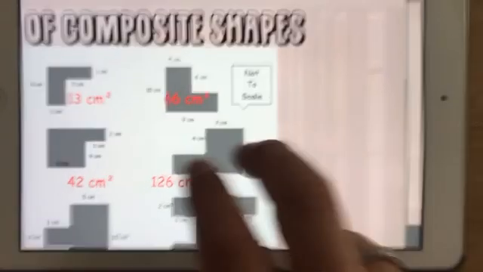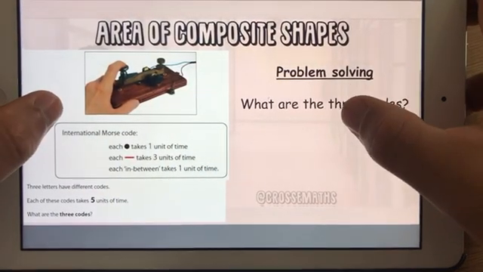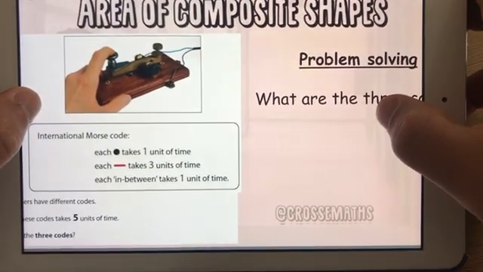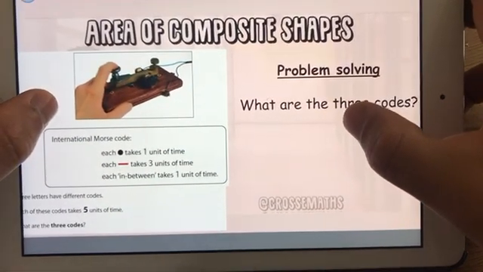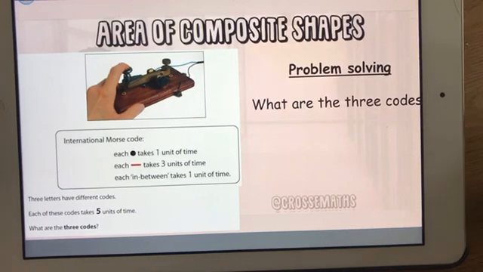Right, guys, moving on to a bit of problem solving now. So, old school numeracy question, okay? What are the 3 different codes? There's 3 different codes that make up 5 units at a time. What are they? Each dot takes up 1 unit, each dash takes up 3 units at a time, and each in-between gap takes 1 unit at a time. What 3 different codes make up 5 units at a time?